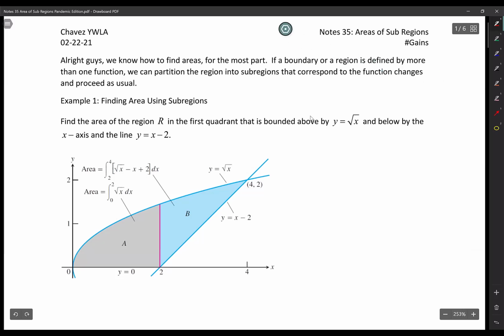So here we go, guys. Notes 35. Let's go ahead and get started. We're going to find the area of regions. We're going to look at regions and we're going to calculate the area.